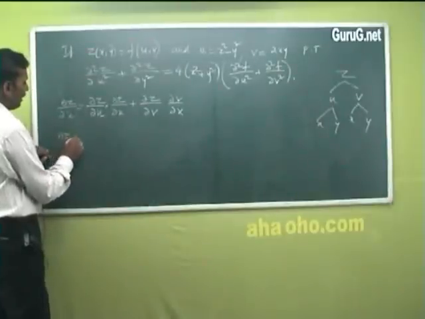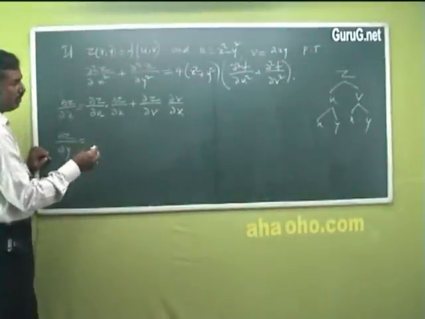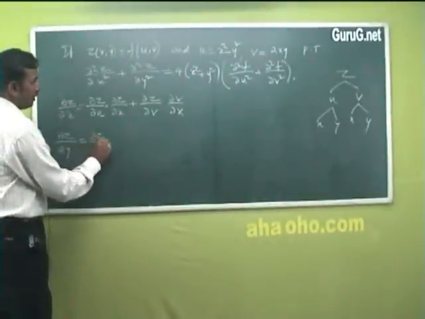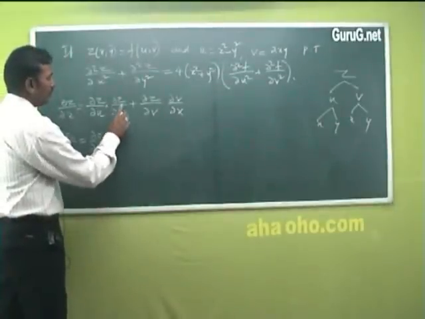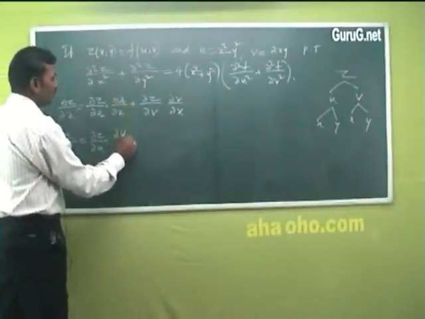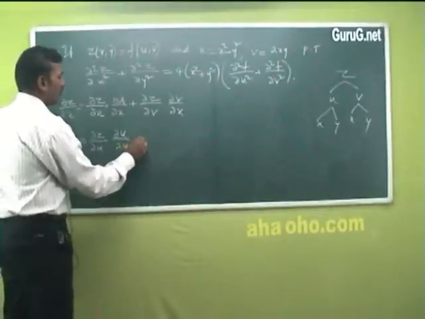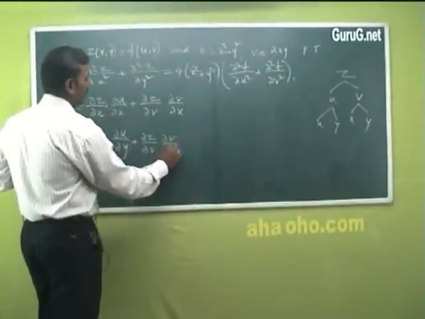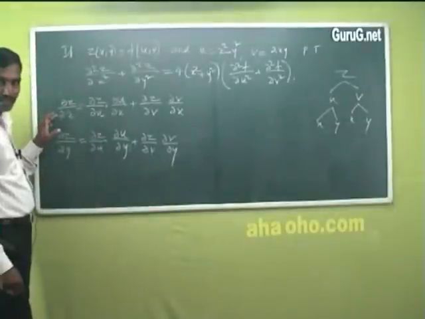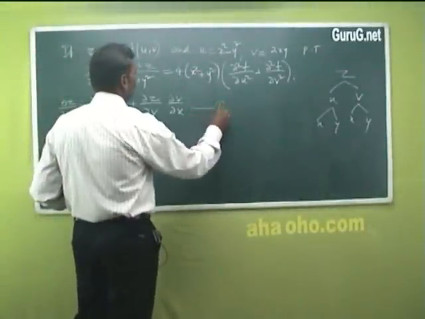Then ∂z/∂y equals ∂z/∂u into ∂u/∂y plus ∂z/∂v into ∂v/∂y. These are two formulas, ∂z/∂x and ∂z/∂y. So these are 1 and 2.